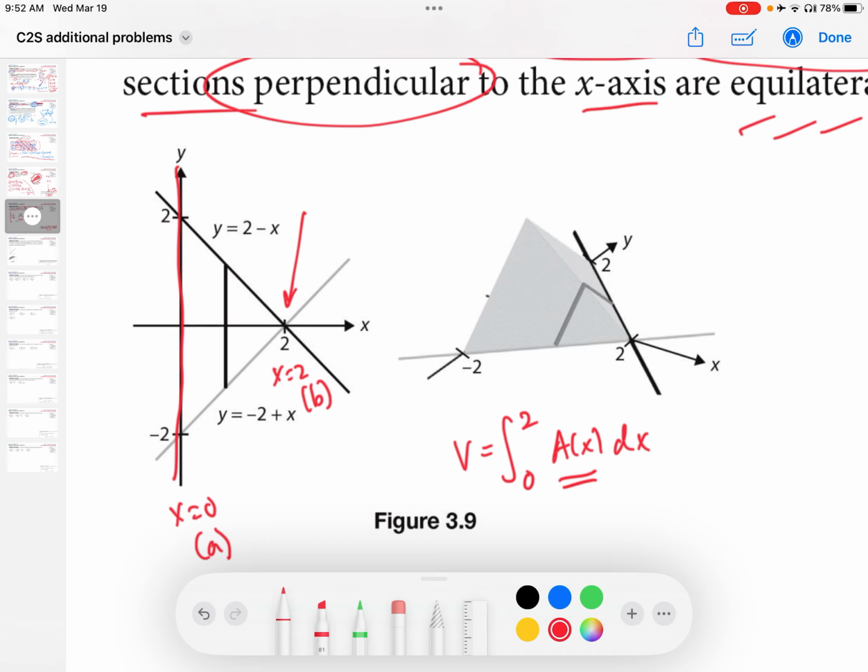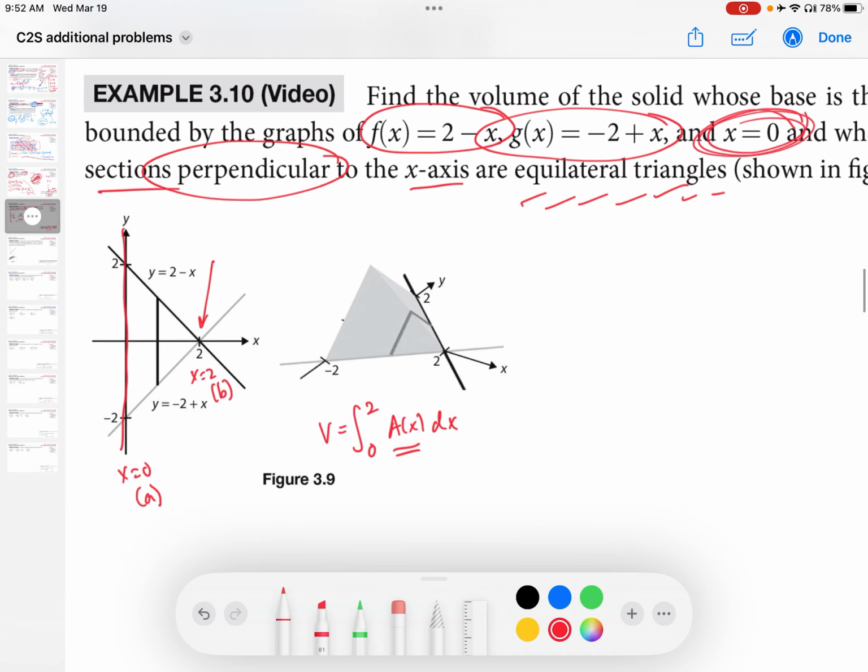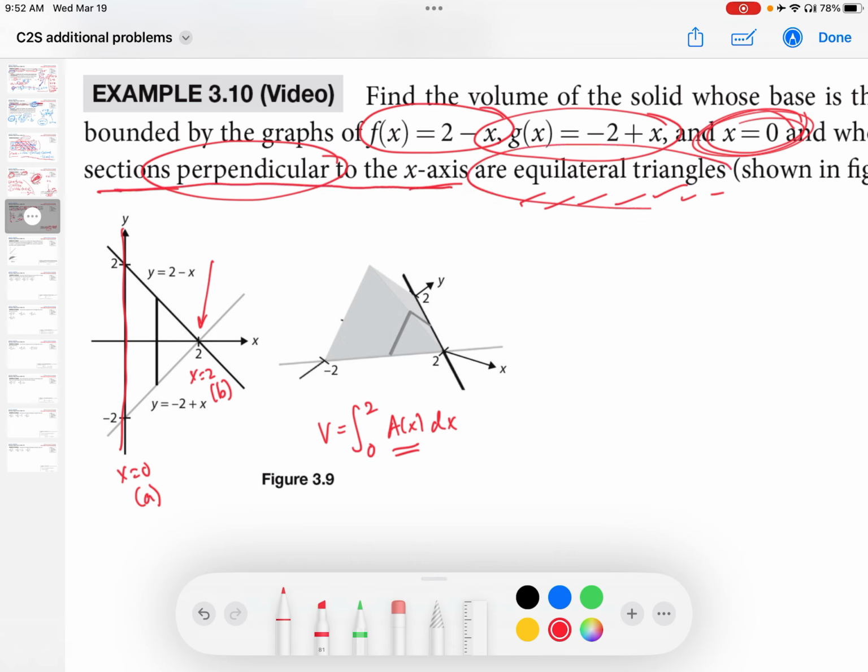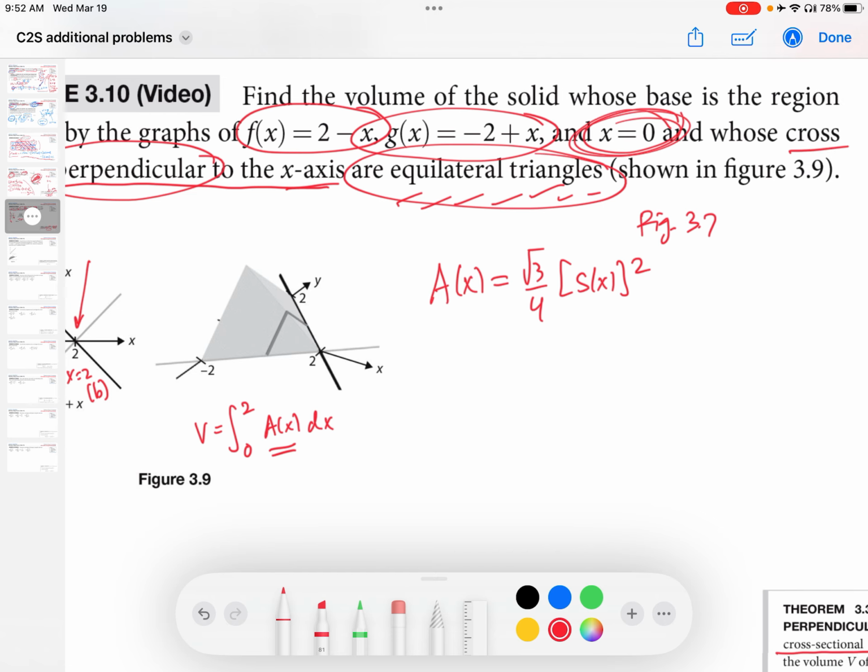Remember, A of x is the area of that cross-sectional slice. I have to zoom out here. I'm told that the cross-sections perpendicular to the x-axis are equilateral triangles. So it turns out that for equilateral triangle cross-sections you have a very simple formula for the area, and it's root 3 over 4 times s of x squared. This is in figure 3.7 in Calculus Simplified. I made a figure to give you all these usual square, semicircle, and equilateral triangle cross-sections that are usually asked for in calculus books and tests.